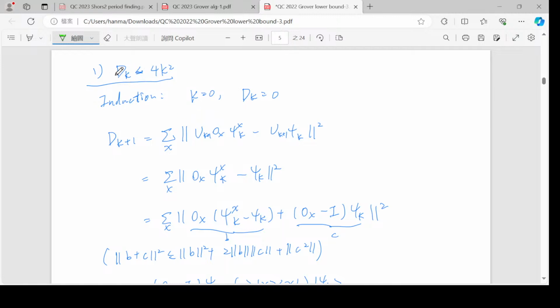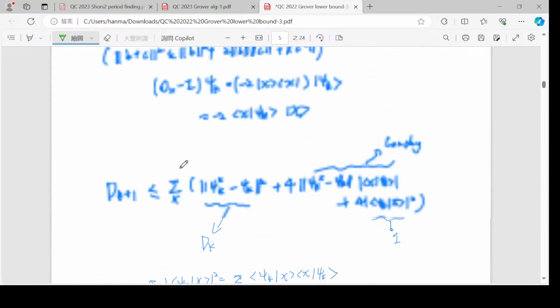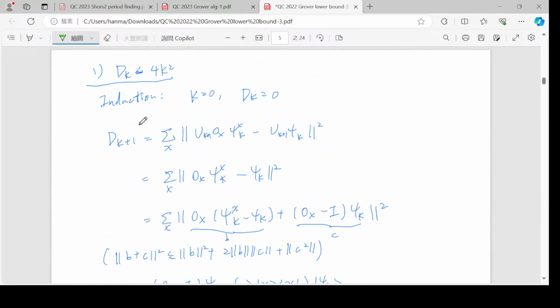So we want to prove dk squared is less than or equal to 4k squared. By induction, we first check the first step when k equals 0. When k equals 0, dk equals 0, and it satisfies this. And then we do the actual hard step, the induction step. This is true for k, and we want to say this is also true for k plus 1. Let's see how it goes.